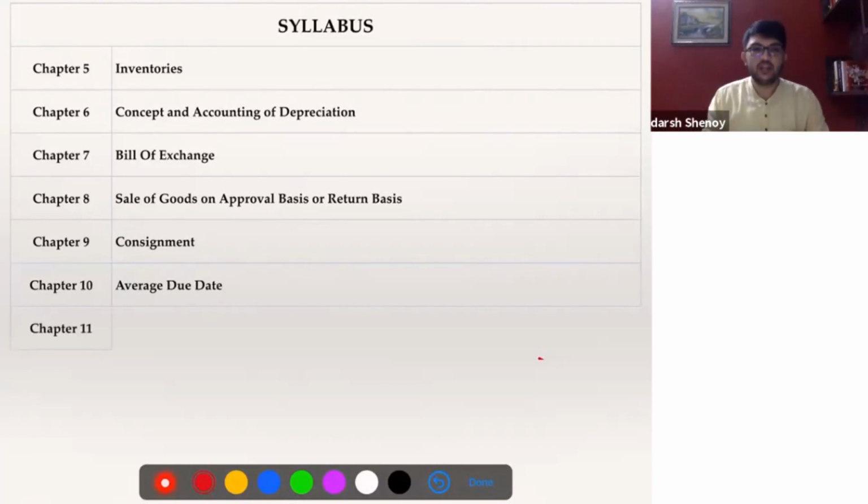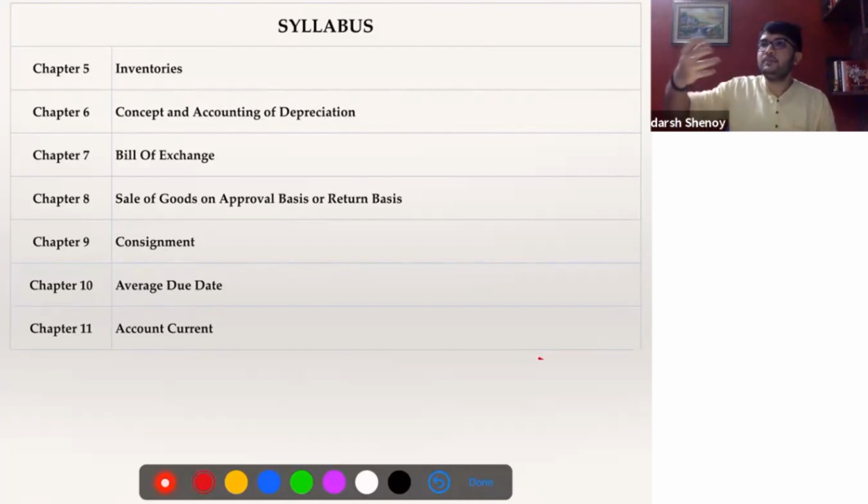Chapter 11 is account current and average due date. I'll just tell you briefly what it is. You will not be able to understand a lot of things right now. From a business point of view, you know what a credit transaction is. Goods on credit means you tell them, I will pay after 2 months, 3 months, or 1 month. From one particular supplier, I would have purchased goods 4 or 5 times during a month. So I will have 4 or 5 due dates to make the payment.